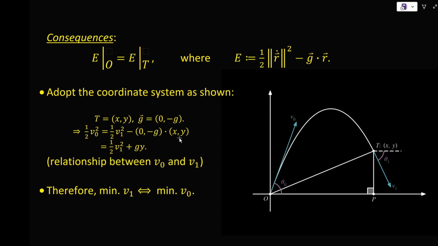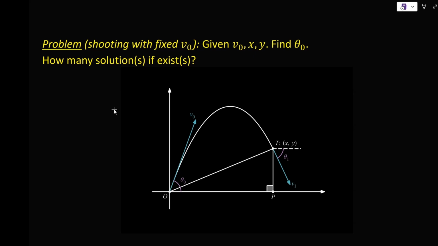If we simplify this dot product, we get the total energy at the target location, which is half v squared plus g y. And this is exactly the relationship between v naught and v1 we promised. Notice that in this relation, g times y is a constant. Therefore, in order to minimize v1, which is our goal, it is equivalent to minimize v naught. So now our goal is to minimize v naught. To do so, let's consider the following problem.